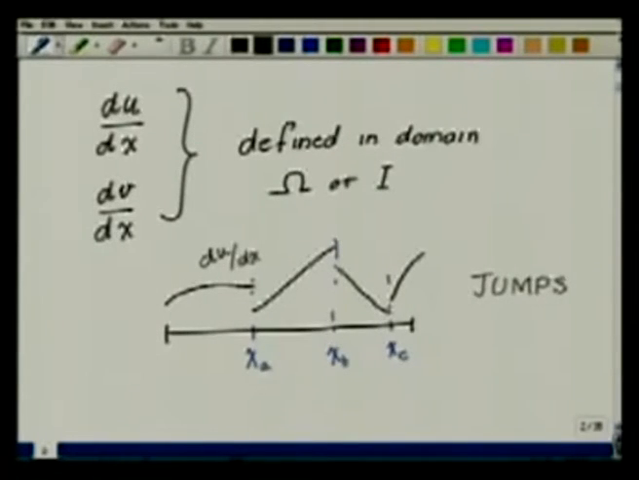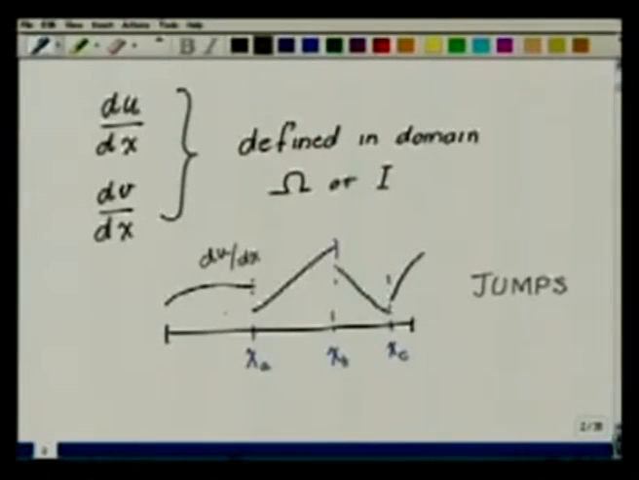If this is the function that we have, then the integral on the left hand side in the previous page is defined. Anything worse than this, that is, worse than a jump, means that there will be a Dirac delta at these points in the derivatives. In fact, even u can be discontinuous. In that case, this integral will be infinite. It will not be defined.